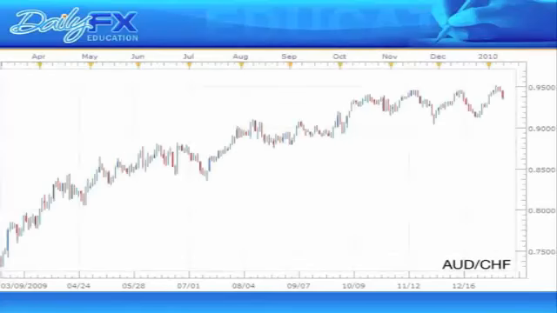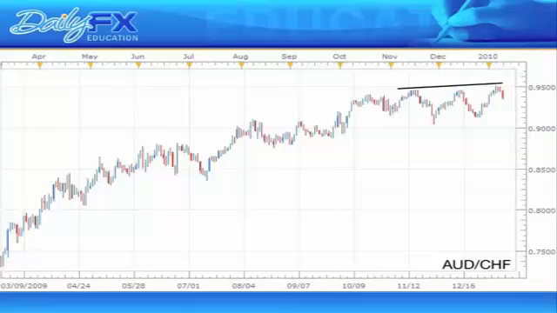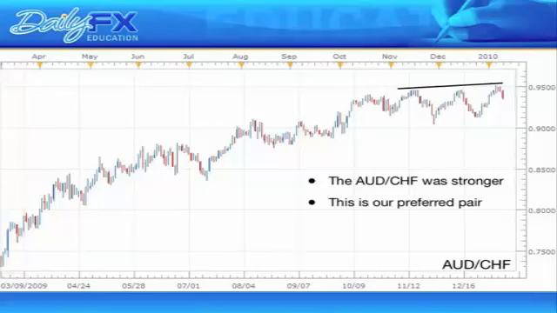The Australian dollar Swiss franc had no problem moving up through its previous high. This means that on this day, the Australian dollar Swiss franc was stronger than the Australian dollar US dollar, and the Australian dollar Swiss franc is our preferred pair to look for a buy.